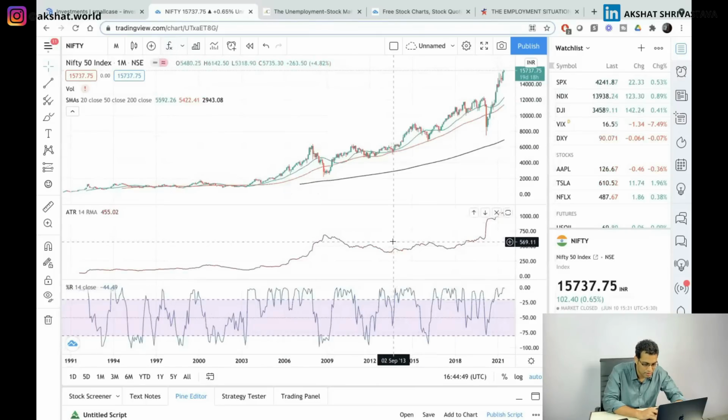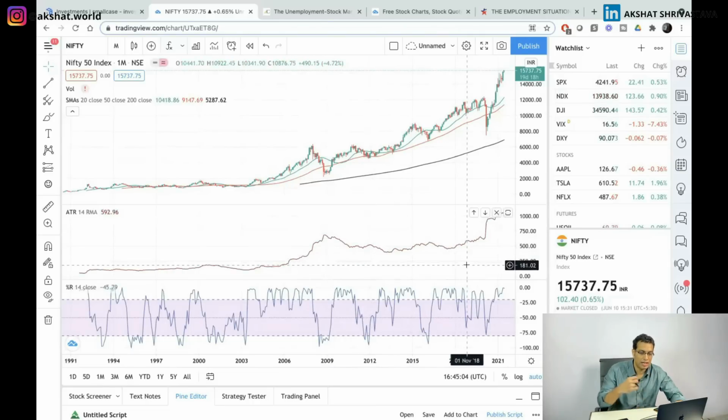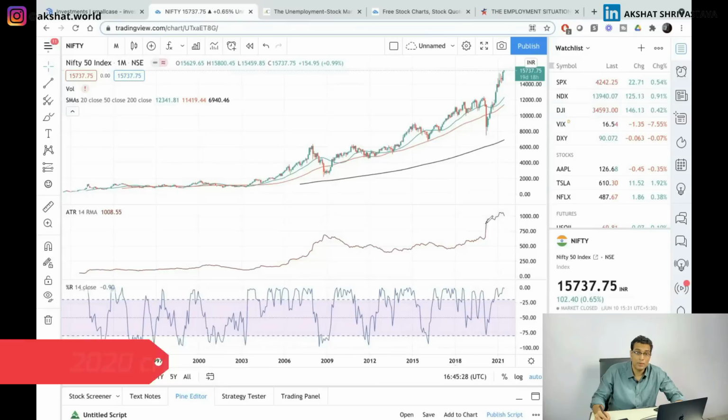Now let me delete this. Okay, so essentially these are leading parameters. What happens is that they appear before the market actually crashes, right? So for all the charts and graphs that you're seeing, let me present a very simplified explanation. Let's start with the 2020 crisis.